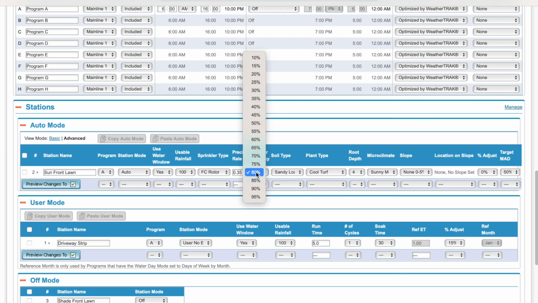Again, these two numbers are the most important of the whole thing. If you don't have them set correctly, WeatherTRAK will not work for you. It's going to give you the wrong run times every single day.